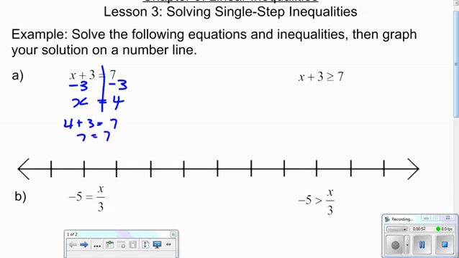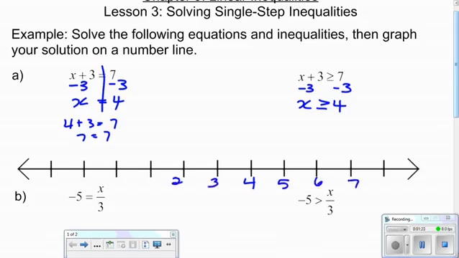Okay, so if we had the inequality, x plus 3 must be greater than or equal to 7. Again, I'm going to isolate my variable by using opposite operations, so minus 3 on both sides. So x must be greater than or equal to 4. So when I go to the number line, I'm going to make 4.